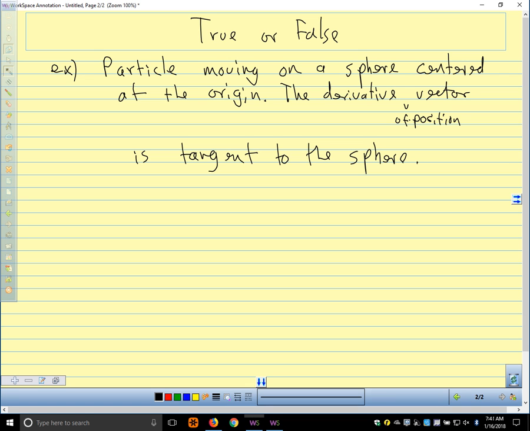The particle on a sphere, its velocity. True. What would happen if the velocity vector were not tangent to the sphere? It would not be on the sphere anymore. There would be some component of the velocity either away from the center of the sphere or towards the center of the sphere, and it wouldn't stay on that sphere. So if it's moving on the sphere, then the velocity vector has to be tangent. So that's going to be true.